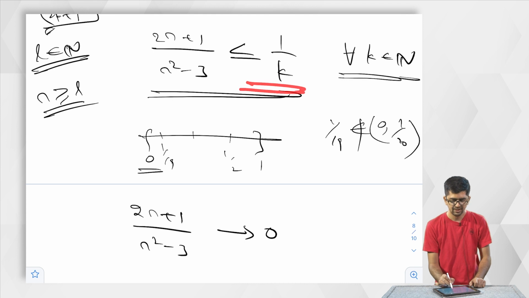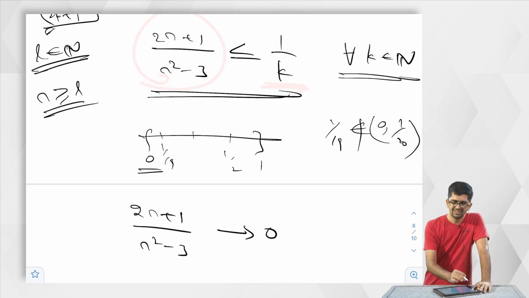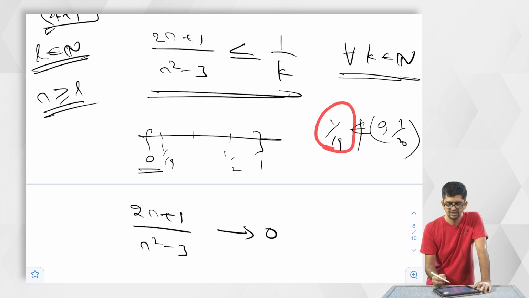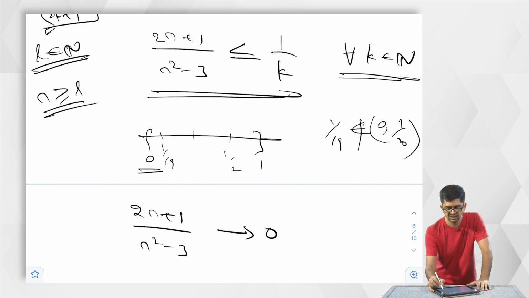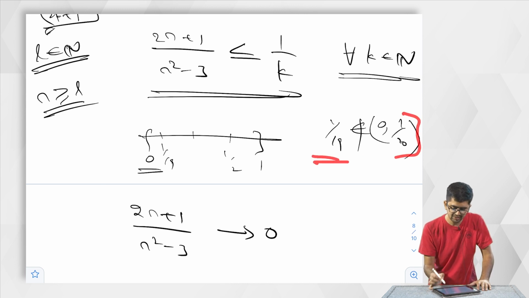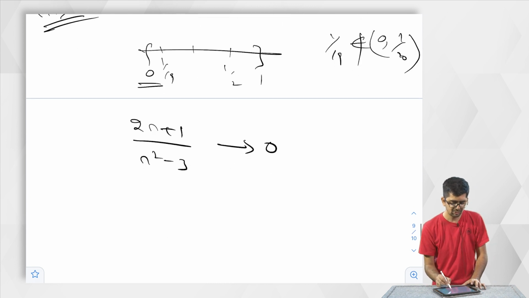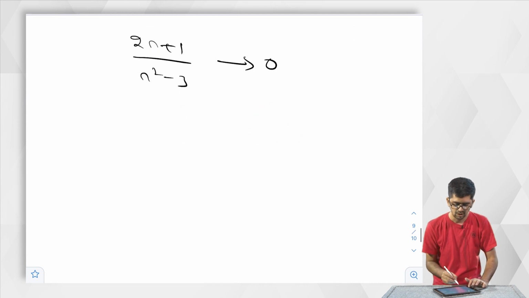Whatever I have said here, this sequence will be less than 1/20 after a certain stage. So in that case, if it is convergent, it can't converge to 1/19, because 1/19 is not in this interval. Every element is in this interval, but 1/19 is not even in this interval. So the only possibility, if it is convergent, is 0. So let us just check that.